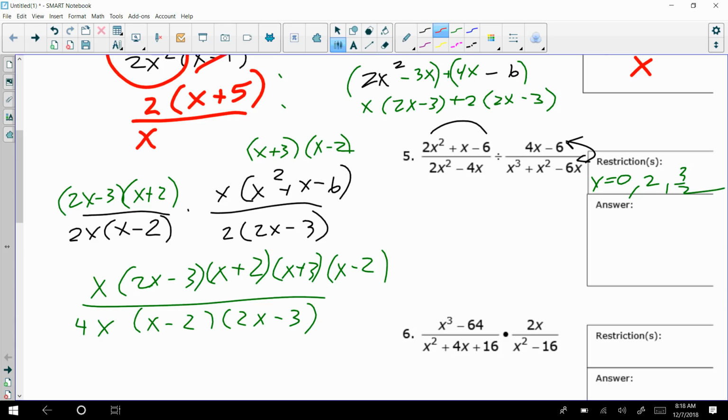Then I go through and I cross out. So I have this and this, I have this and this, and then my x's can also cross out. So I'm left with x plus 2 on top, x plus 3 on top, and on the bottom I'm just left with, looks like 4.